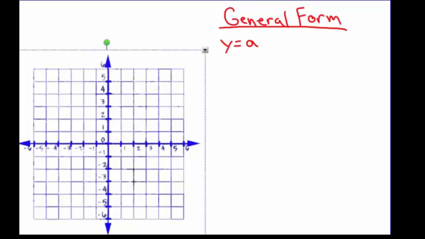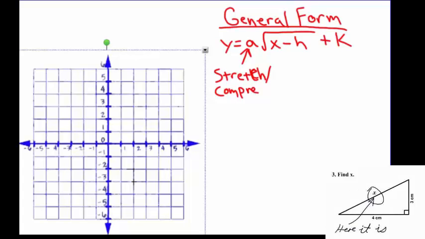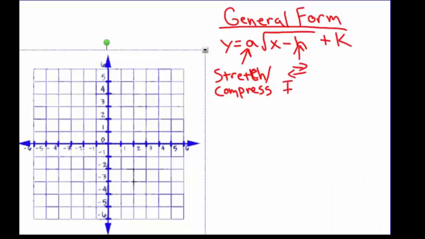So let's talk about the general form. We have y equals a times the square root of x minus h plus k. A is our stretch or our compress value. Remember, inside lies, since the h is inside the square root, that moves us left and right, and it's always the opposite of the number we see there. And the number on the outside, k, is what moves our starting point up and down.